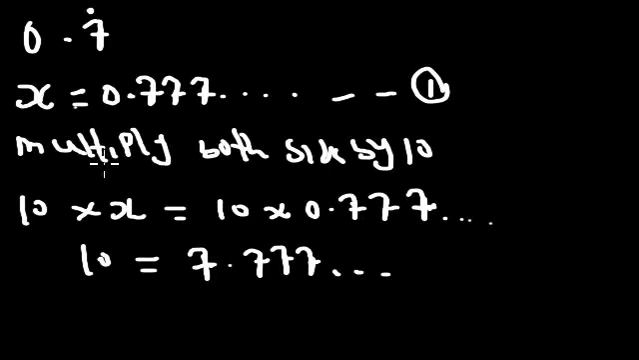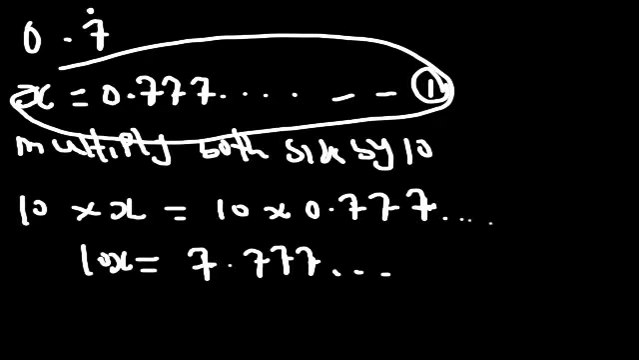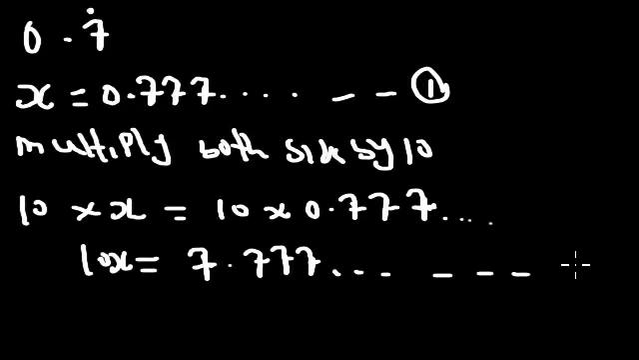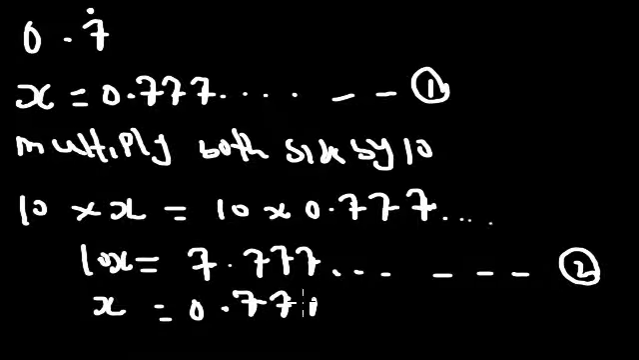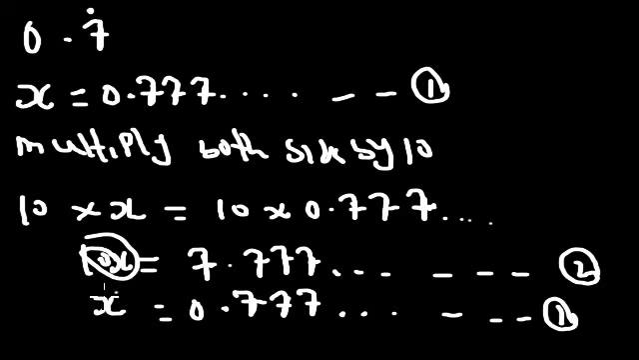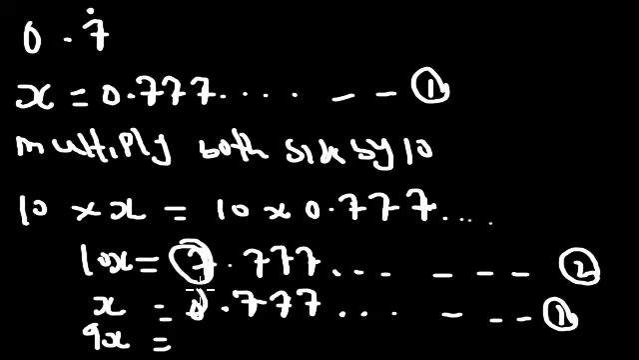Perfect. So now, just like before, this is 10x and not 10. Let's bring equation 1 closer to equation 2, because this can be considered as equation 2. So if we bring it all the way down, we have x equal to 0.777 repeating. Equation 1. So now subtracting equation 1 from equation 2. 10x minus x is simply 9x. So we have 9x equal to 7 minus 0, which is 7.